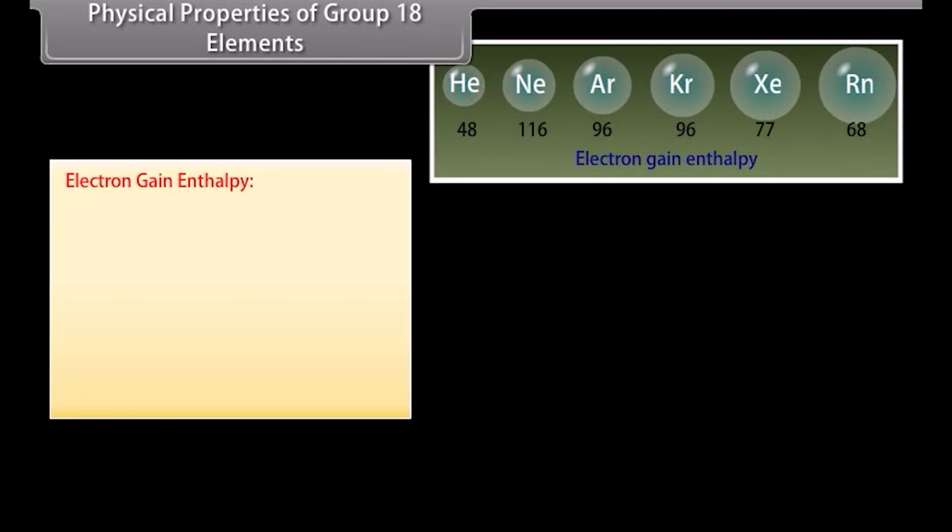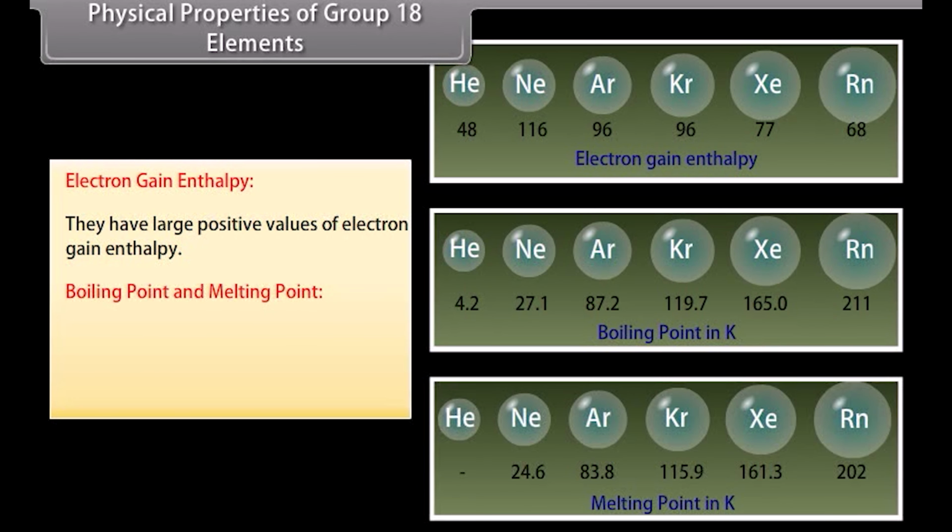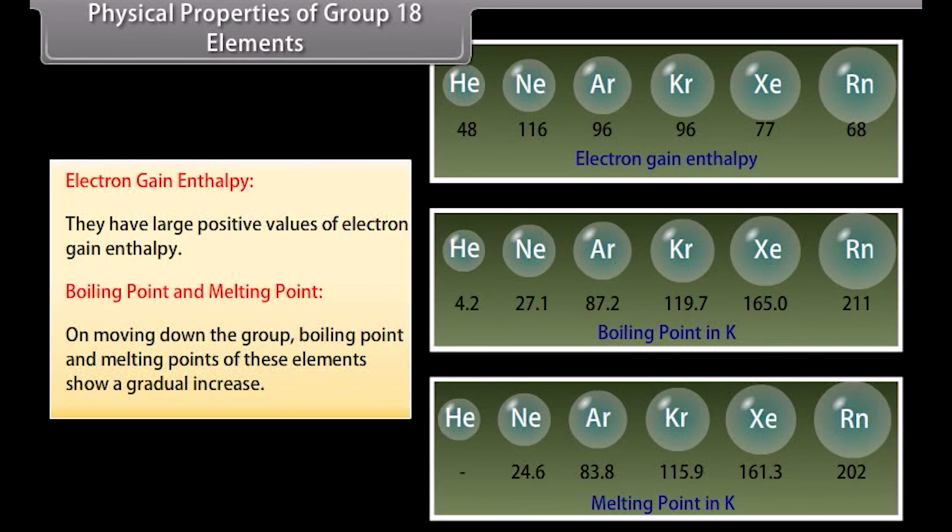Electron gain enthalpy. Since noble gases have stable electronic configurations, they have no tendency to accept an electron and therefore have large positive values of electron gain enthalpy. Boiling point and melting point. On moving down the group, the boiling points and melting points of these elements show a gradual increase due to the corresponding increase in the magnitude of the van der Waals forces of attraction.